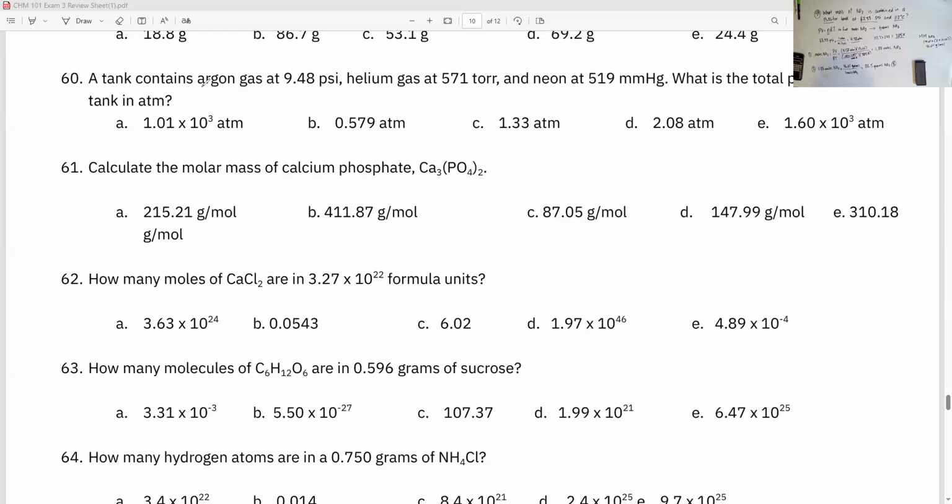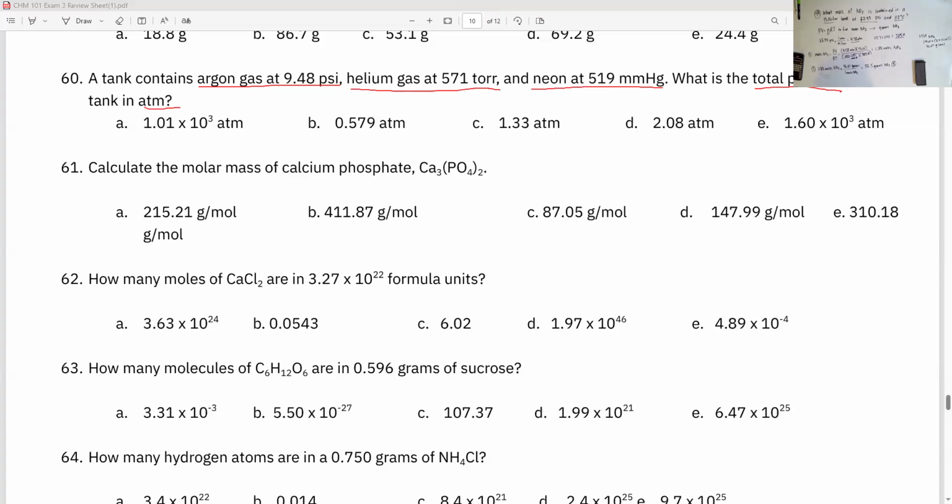A tank contains argon gas at 9.48 psi, helium gas at 571 torr, neon gas at 519 millimeters of mercury, and they want us to find the total pressure in atmosphere. So we're going to have to essentially take each of these values, convert them into atmosphere, and then add them together for us to figure out what the total pressure is going to be.